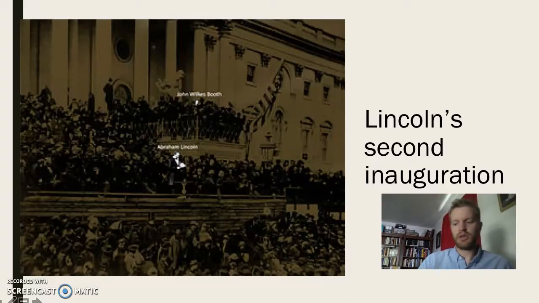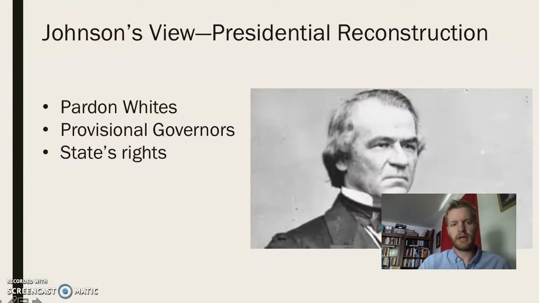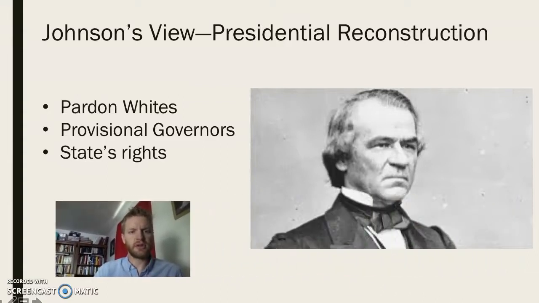So that left the country with Vice President Andrew Johnson, who had his own ideas for Reconstruction. In Johnson's view, Reconstruction should consist of excluding Confederate leaders and wealthy planters, provisional governors should be set up across the South, and state conventions should be held to establish state governments. And the only people who could participate in these state conventions were whites. Johnson did not want blacks involved.